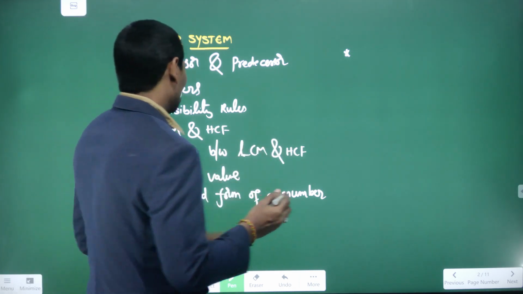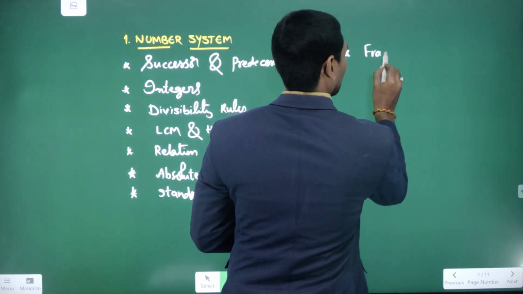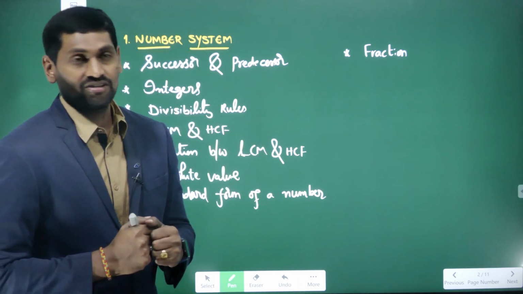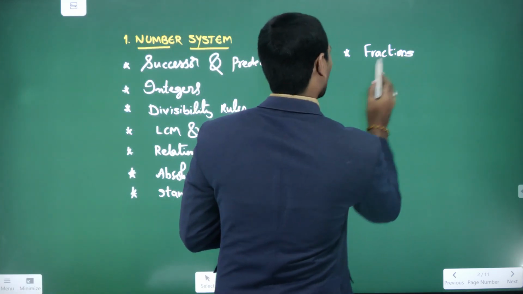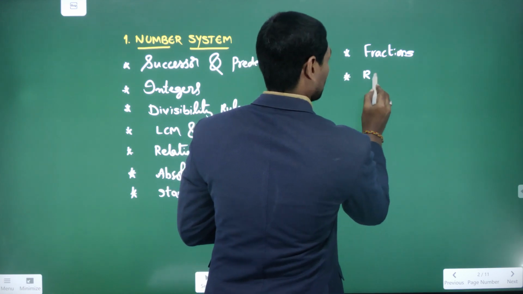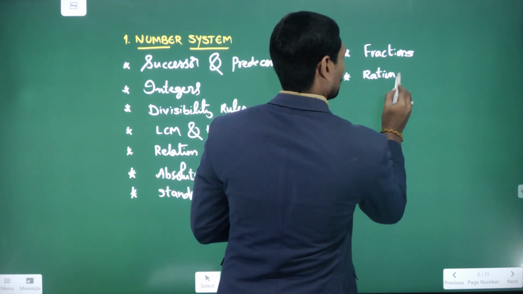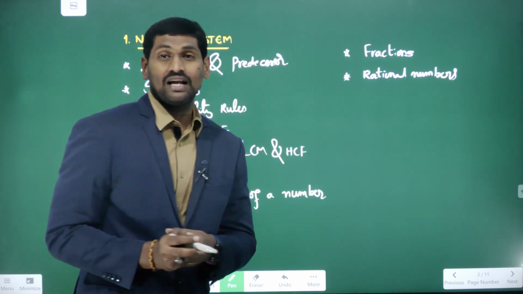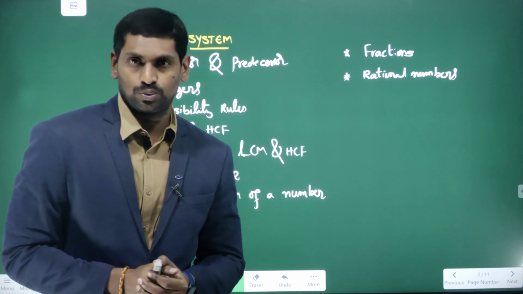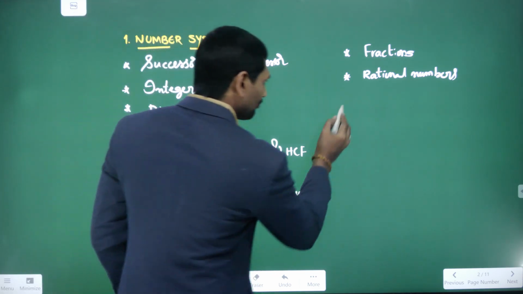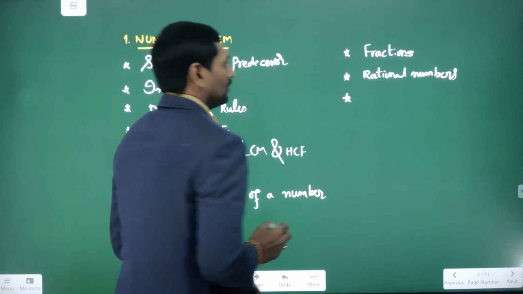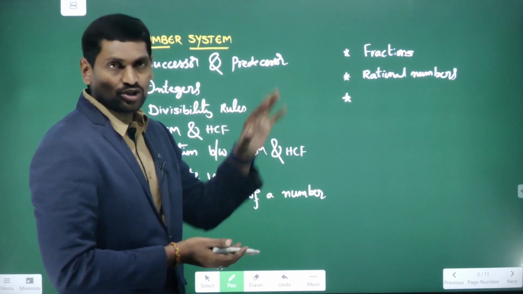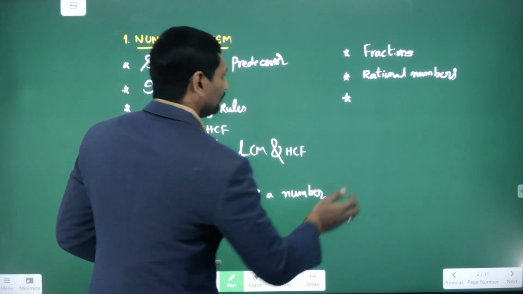Okay. Then fractions. We are taking fractions as a separate topic for full synopsis. Fractions topic. Later on, rational numbers. Fractions and rational numbers and the properties of rational numbers also. Okay. So mostly we are focusing on these topics. Okay, right.